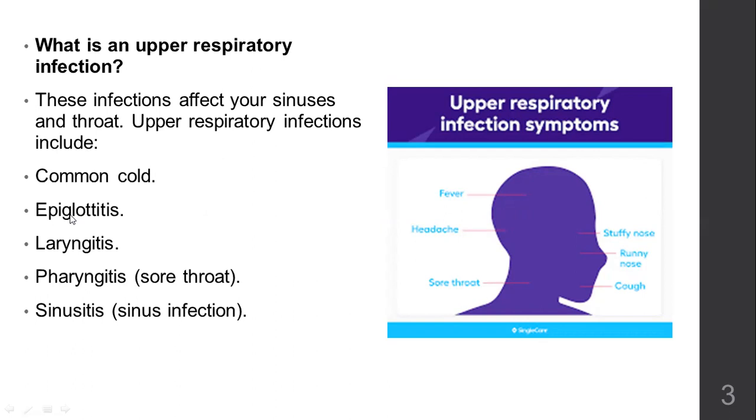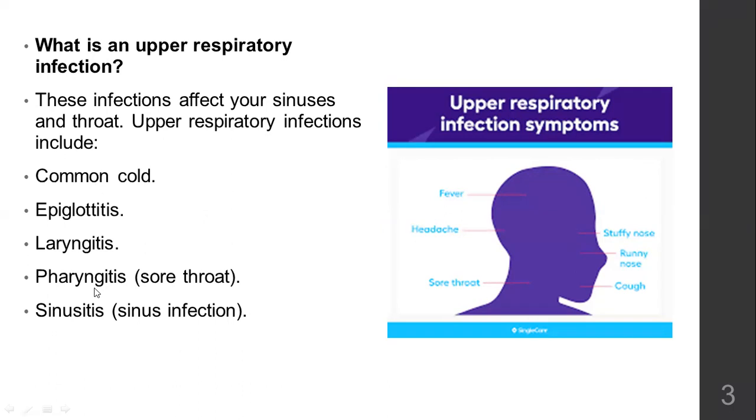If this piece of tissue undergoes inflammation, we call it epiglottitis. Laryngitis: the larynx is your sound box. It's because of the larynx that you have speech. So when the larynx undergoes inflammation, it is laryngitis. When the pharynx undergoes inflammation, that is sore throat. Very common when you're getting a common cold, when you fall sick.